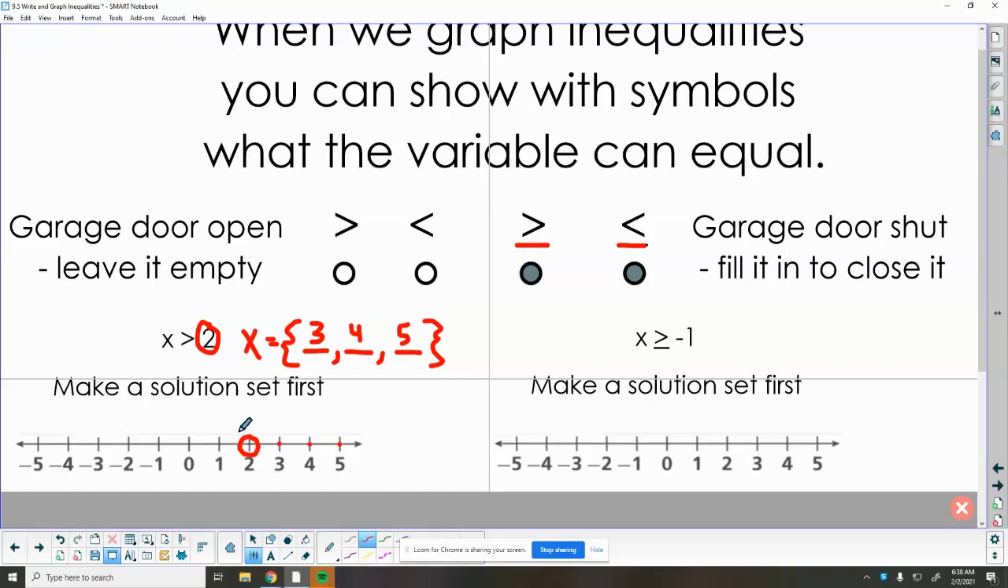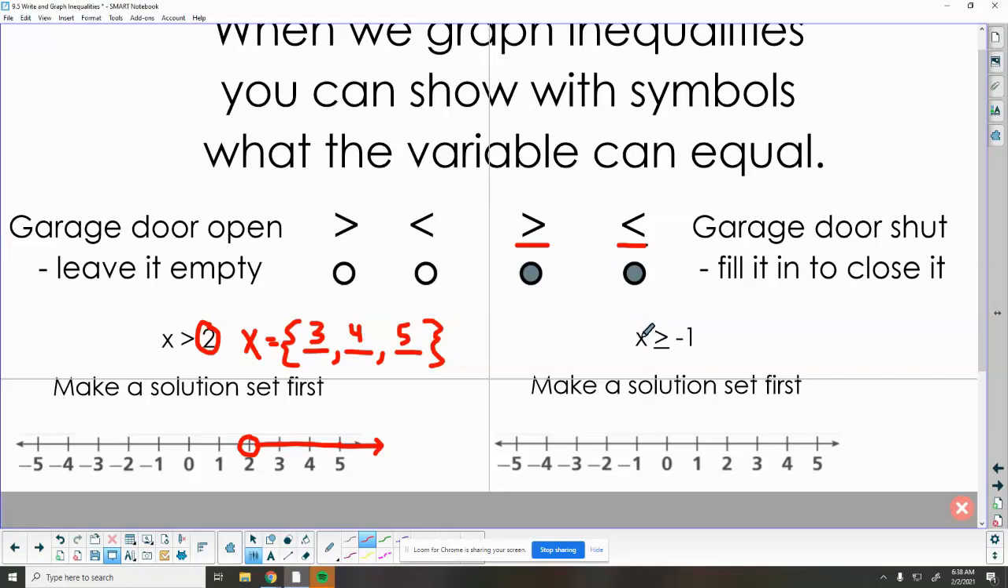But now I'm going to show anything that x can equal. I drew my solution set as 3, 4, and 5. So I'm just going to connect those and make a forever arrow going on to say, no, x cannot equal 2, but it can equal anything that's bigger than 2. That's why your solution set is so helpful, because it's going to show you which way the arrow should go.